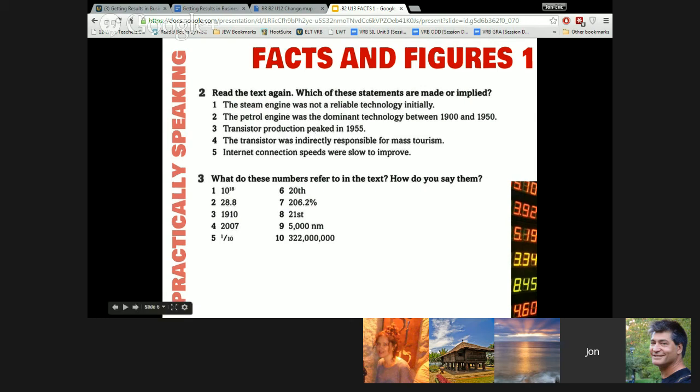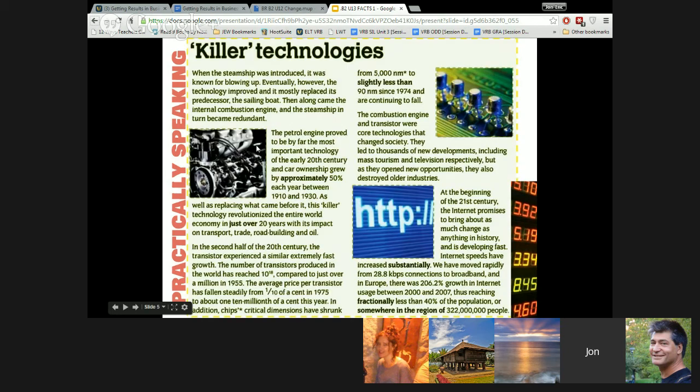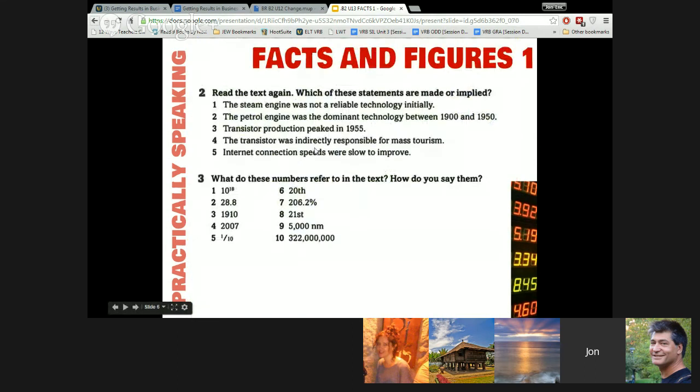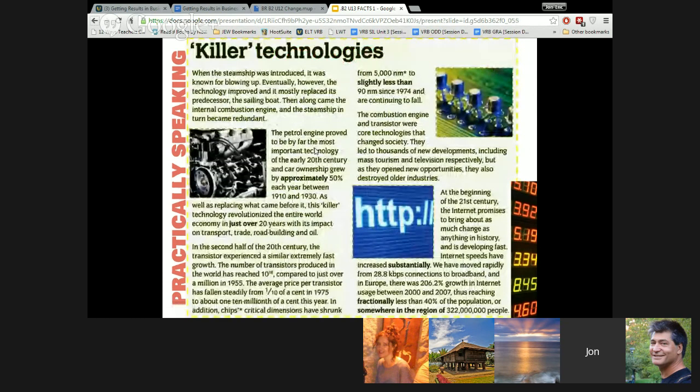And Rebecca, number 4. The transistor was indirectly responsible for mass tourism. How do you pronounce this word? Tourism. You have to say rism. Tourism. Yeah, that's right. Okay. So would you say that's true or false from the text? True. It's true. And how do you know?